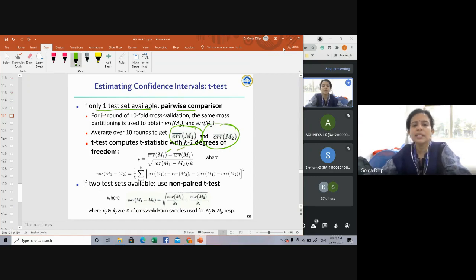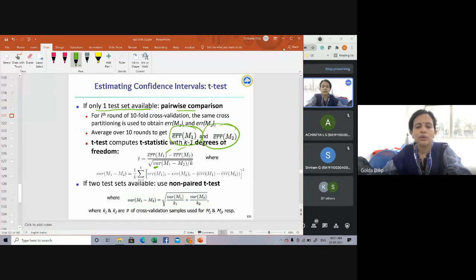The T-test computes a T-statistic with K minus 1 degrees of freedom. So the variance of the difference between the two models is denoted by this VAR, variance, M1 minus M2. So you have this T-test. The T-test will compute the T-statistic with K minus 1 degrees of freedom. In our case, we have taken K equal to 10.